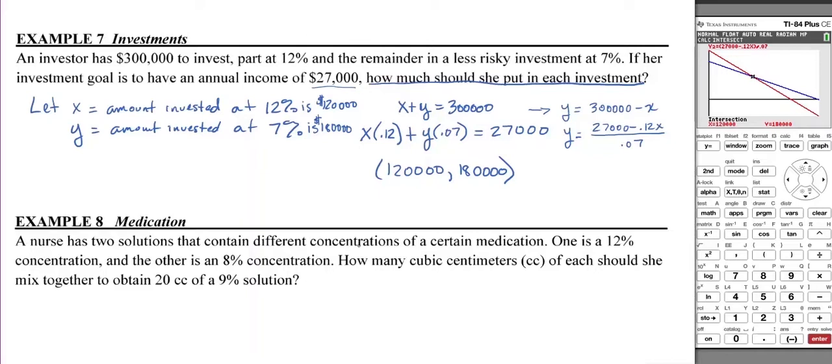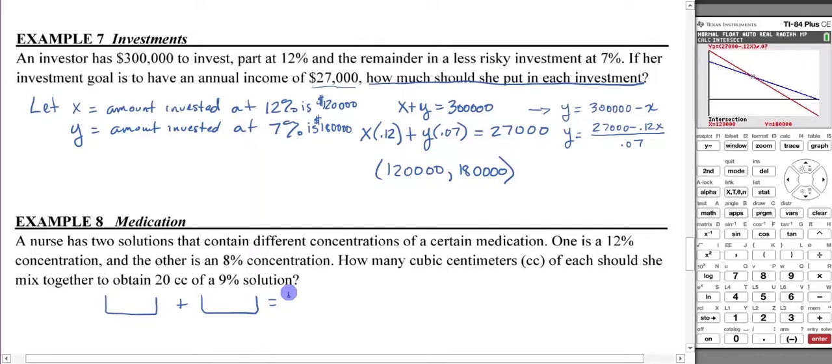In example 8, this is a mixture problem as well, but when we're talking about different percents of active ingredient or percent alcohol types of problems, I like to do a bucket method. This is just a visual way for you to organize all the information in your problem to be able to solve it. We have a nurse who has 2 solutions. She's going to mix these 2 solutions up, add them up, and it makes this one mix solution.